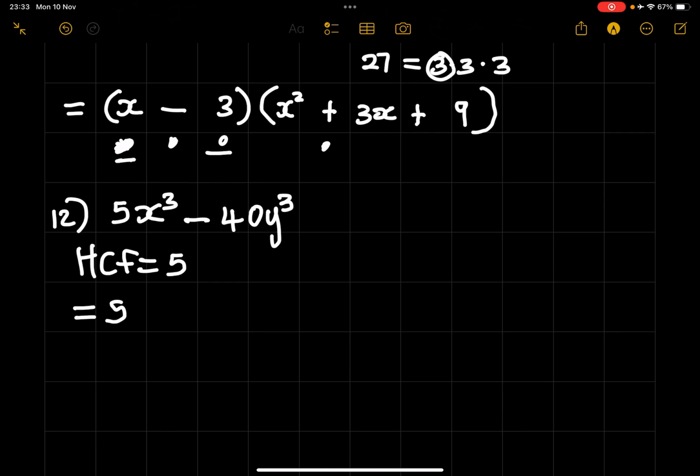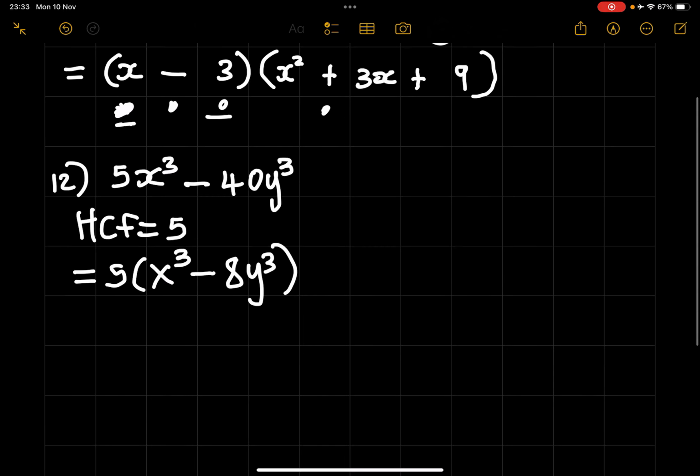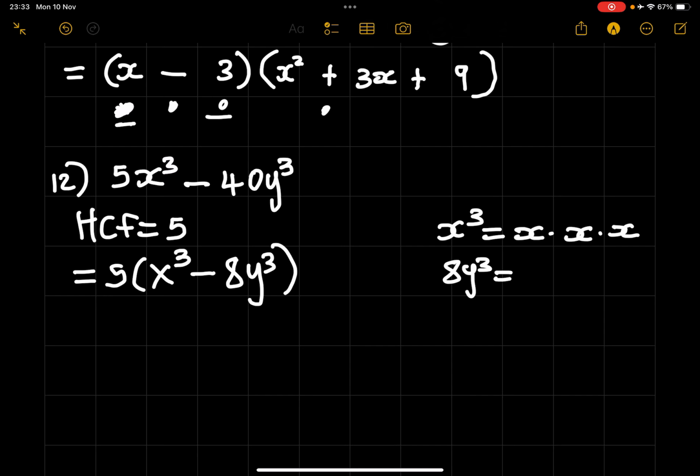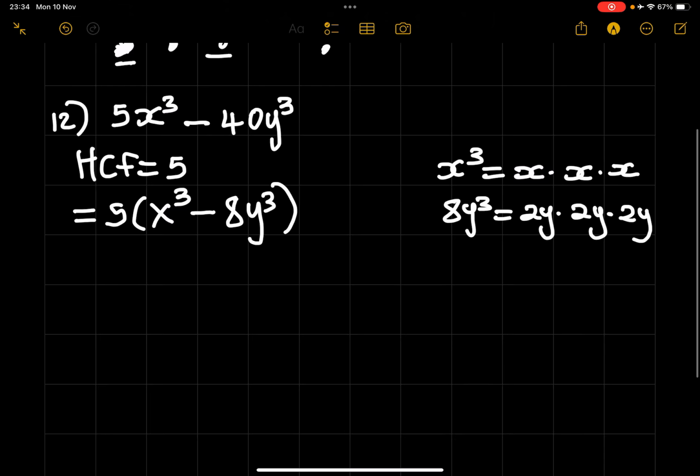So taking 5 from the first term, we are going to be left with x cubed. And then there's a minus sign in between the terms. 5 goes 8 times into 40. So we're going to have 8y cubed. Now I need you to notice or recognize the difference of cubes inside the bracket, because x cubed can break into x times x times x, and 8y cubed will break into 2y times 2y times 2y. It's very important to know your cube numbers and your perfect squares.